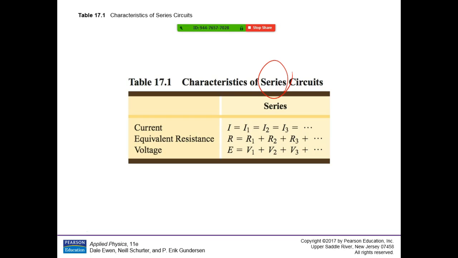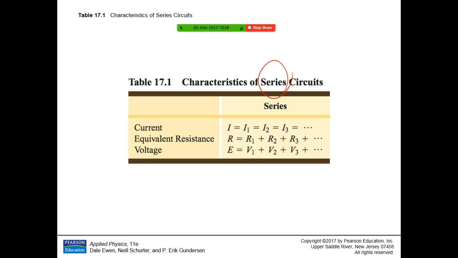The total voltage supplied by the battery has to equal the voltage drop across each resistor. So E, the voltage supplied by the battery, is equal to V1 plus V2 plus V3. As many as you have, those are the voltage drops across each resistor. They add to be the total voltage supplied by the battery. That's where the energy per unit charge comes from.